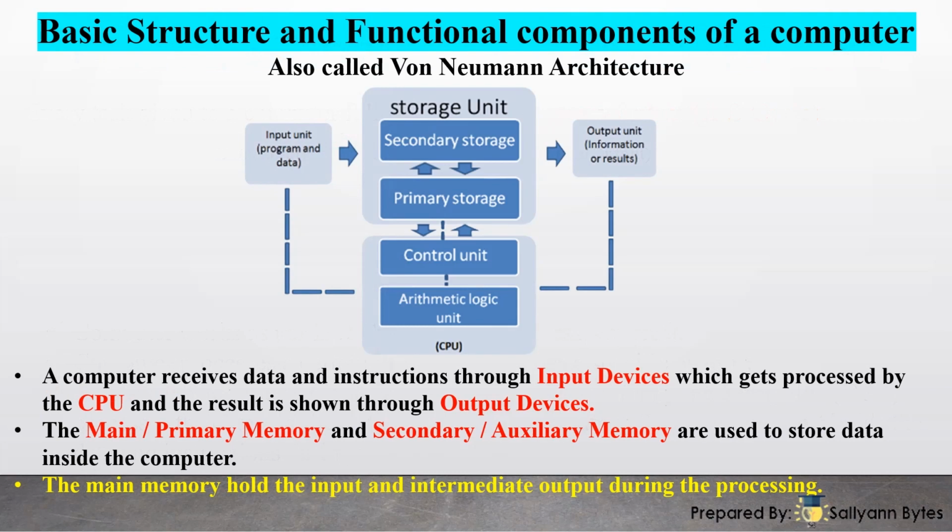Here we can see the basic structure of the computer and how it works. It is also called von Neumann architecture. A computer receives data and instructions through input devices, which get processed by the CPU, and the result is shown through output devices. The main or primary memory and secondary or auxiliary memory are used to store data inside the computer. The main memory holds the input and intermediate output during the processing. Let us discuss each unit or component in detail.